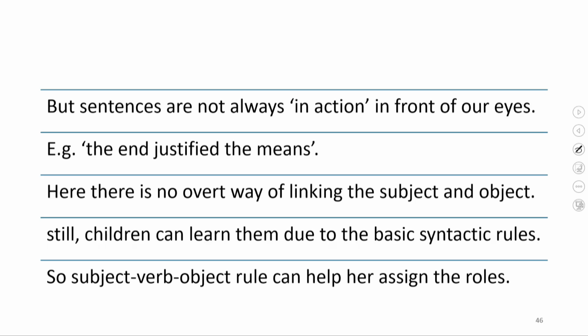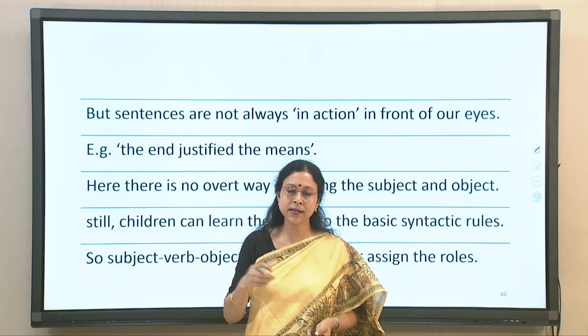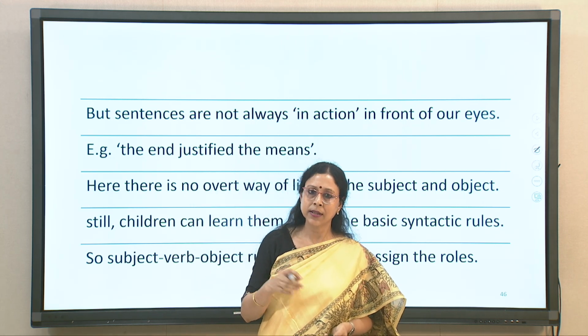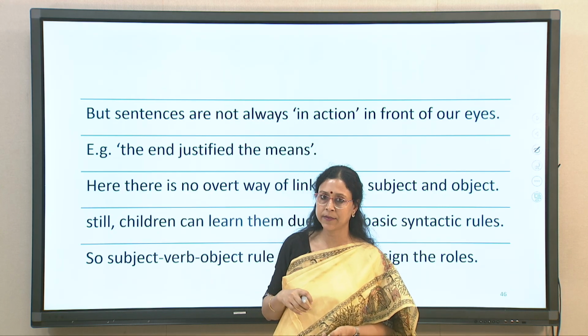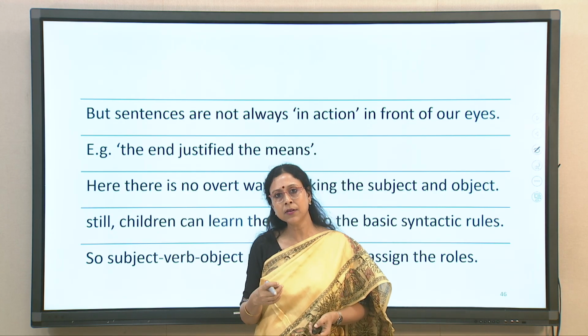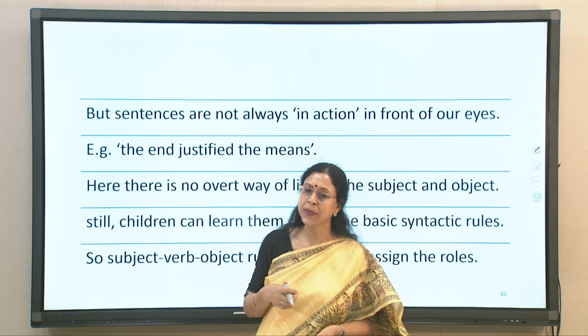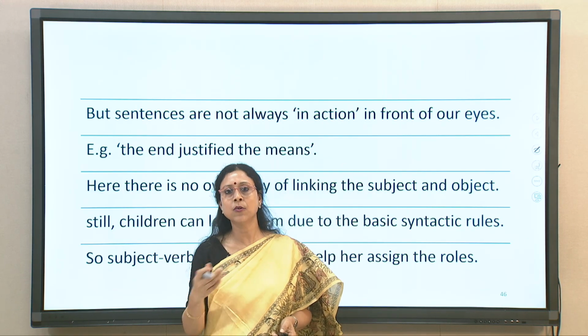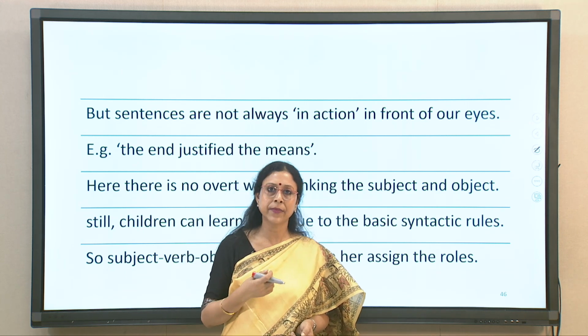So, the subject-object-verb rule probably helps them assign these roles eventually. After starting from the concrete objects, once they have figured out how a sentence goes, they will be able to link it to abstract concepts as well. Thereby, even when the action is not happening in front of their eyes, they will still be able to link the subject role and the object role, even when the nouns refer to something abstract.